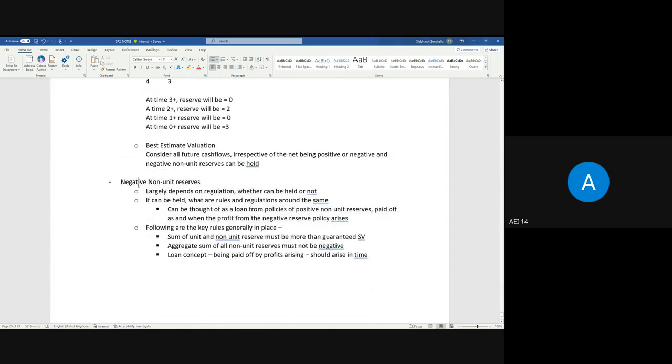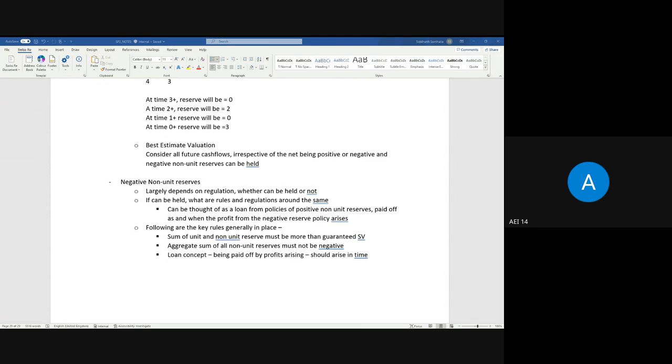Moving on to the next part, where we'll talk about what the regulations say about when you can hold negative non-unit reserves, and what rules you generally need to follow. The first rule that most legislations have in place is that the sum of your unit and non-unit reserves should always exceed any guaranteed sum, any guaranteed surrender values.